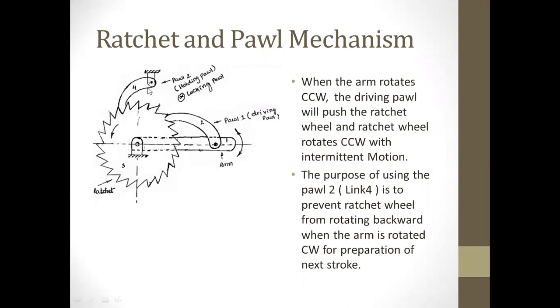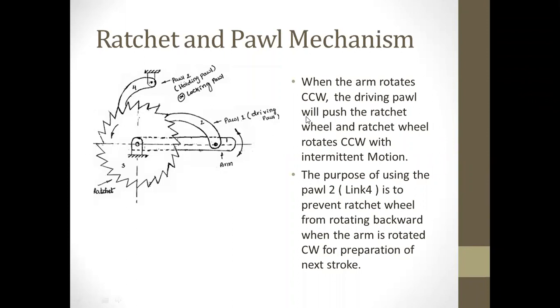There is another pawl, number 2. It is used for preventing the ratchet wheel from rotating backwards, so it is called a holding pawl. There are 2 pawls here. One is the driving pawl, which is connected to the arm, and the other is the holding pawl, which is used for locking and preventing the ratchet wheel from rotating backward.